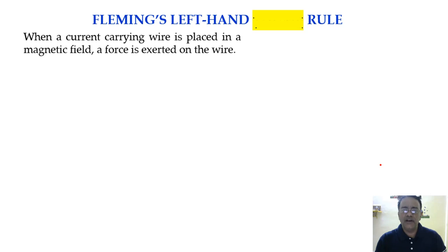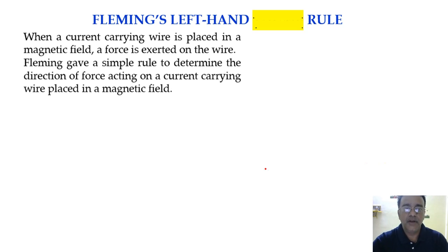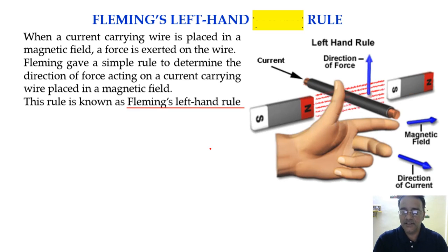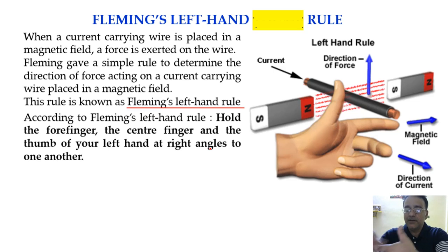When a current carrying wire is placed in a magnetic field, a force is exerted on the wire. So Fleming gave a simple rule to determine the direction of force acting on a current carrying wire placed in a magnetic field. This rule is known as Fleming's left hand rule. According to Fleming's left hand rule, as I just told, we have to hold these three fingers such that they are mutually perpendicular to each other. The forefinger, center finger and the thumb are at right angles to one another, which we call mutually perpendicular.